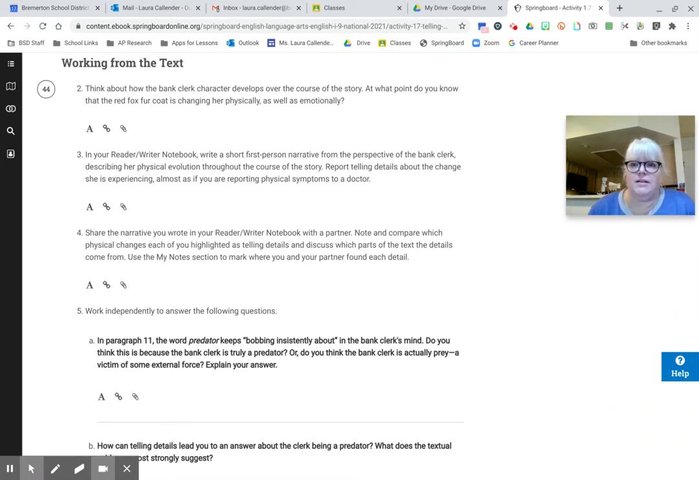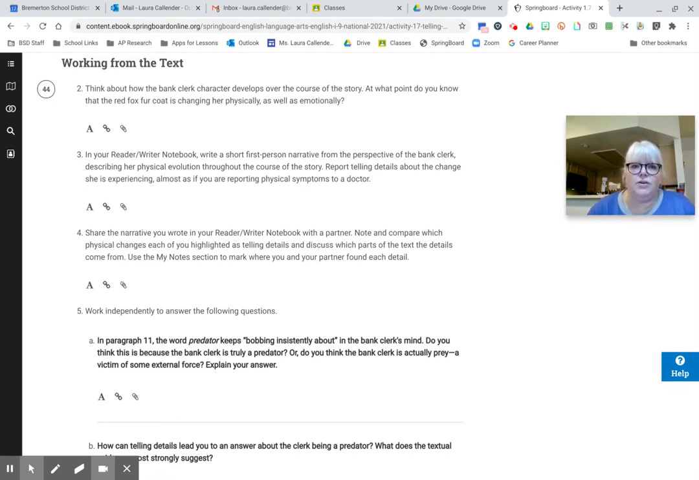emotionally? So there is a point in the story at which you probably began to think, there's something going on here that's kind of different, that's maybe even a little strange. And you began to see the physical change in her. So you may start your response with a sentence frame like, the bank clerk's physical transformation begins in paragraph, and then you'll say what paragraph number. Through the details, blank, blank, blank, I began to realize her change was physical as well as emotional. Something similar to that. Okay. You can do that here on the digital textbook or in your paper book.